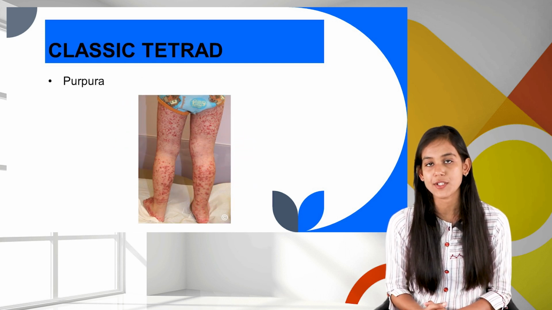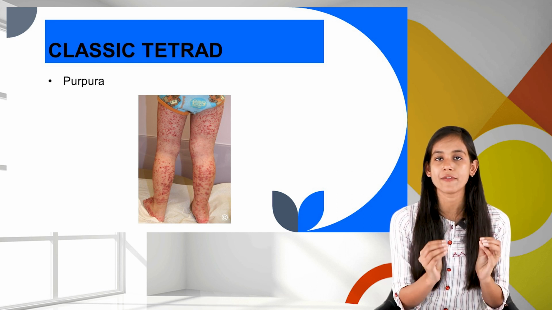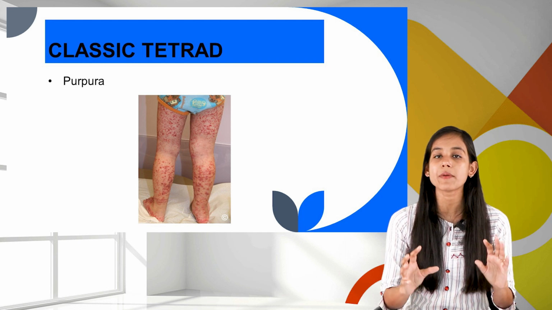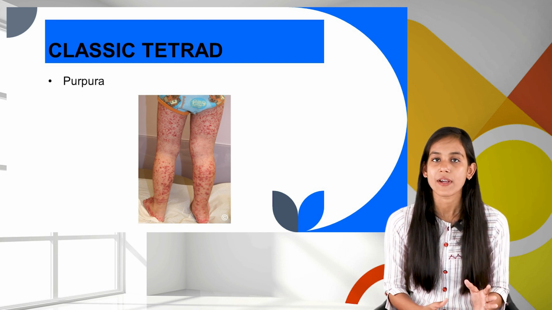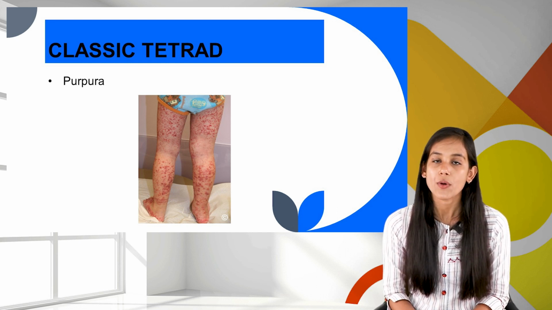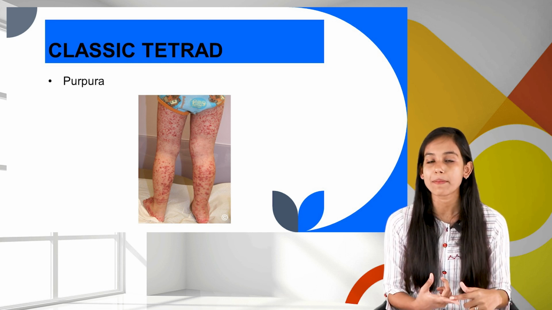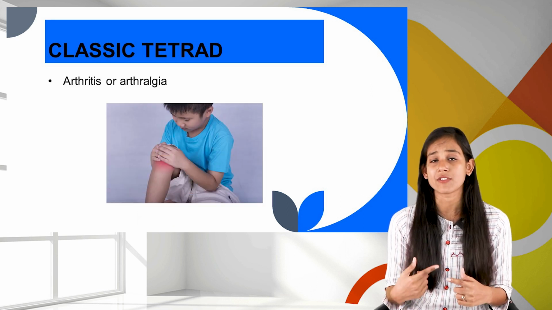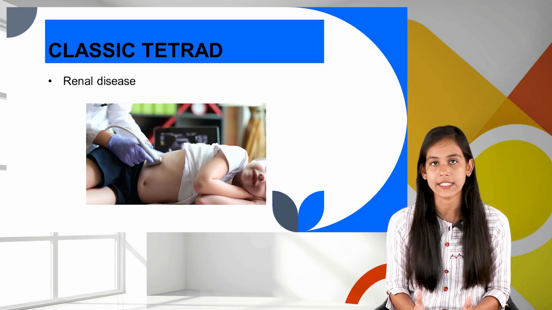Now this disease presents with a very classic tetrad. When we say a classic tetrad, that means there would be 4 classic or major symptoms present in Henoch Schonlein Purpura. This classic tetrad is composed of palpable purpura, arthritis or arthralgia, abdominal pain and renal disease. So you can understand that this disease would cause these kinds of symptoms.